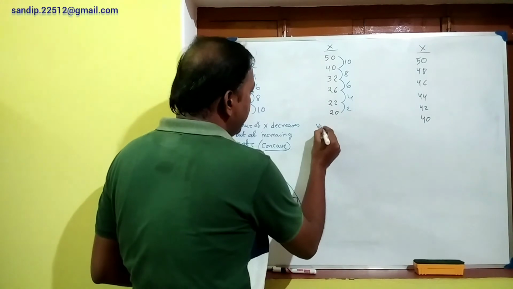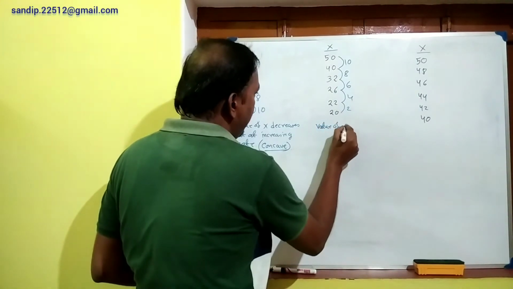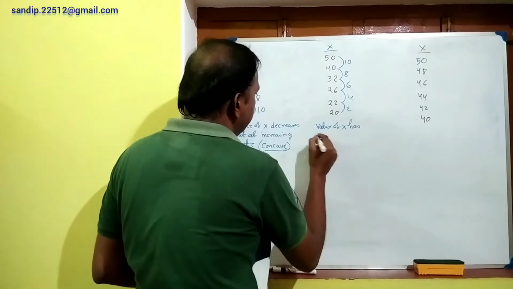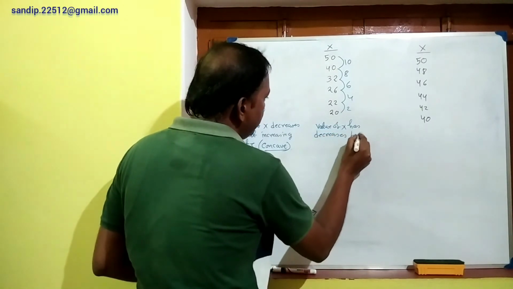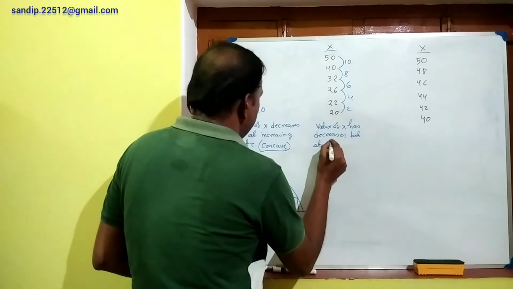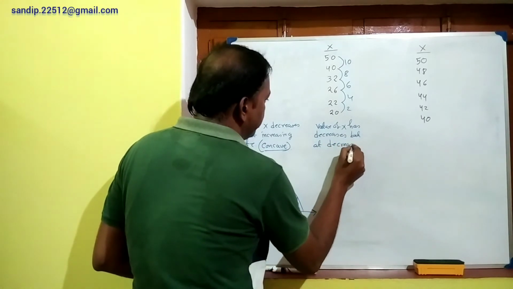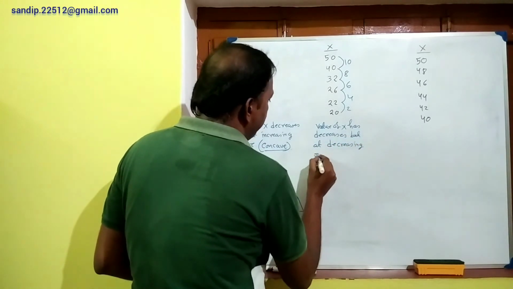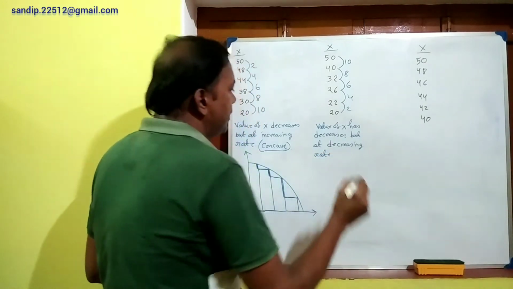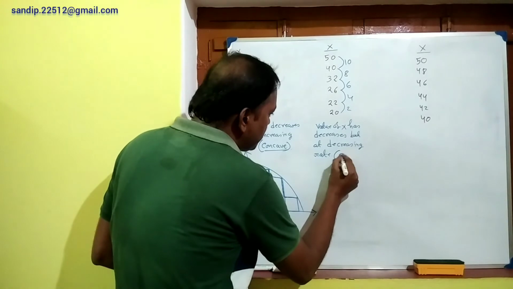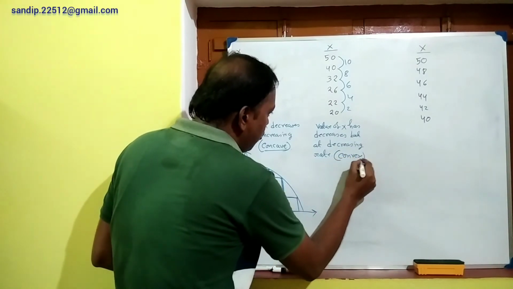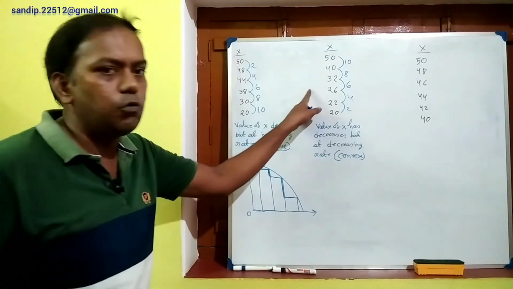So here I can write that the value of x has decreased but at a decreasing rate. So if it decreases at a decreasing rate, means the curve must be convex, means downward sloping convex. All these are downward sloping.